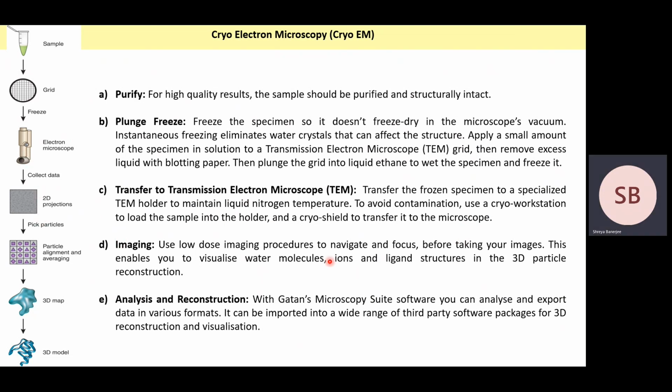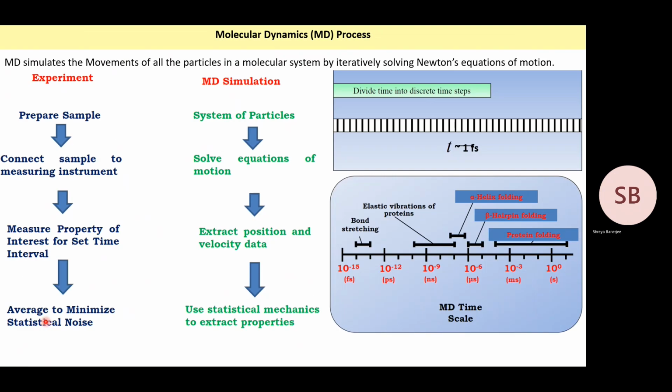After that, imaging is done, and 2D projections of the image are obtained, which are eventually reconstructed by particle aligning and averaging to obtain the basic 3D structure. Finally, there are softwares which can be used to analyze this 3D structure and obtain a final 3D model. Cryo-electron microscopy is gradually becoming more and more important compared to NMR and X-ray diffraction.